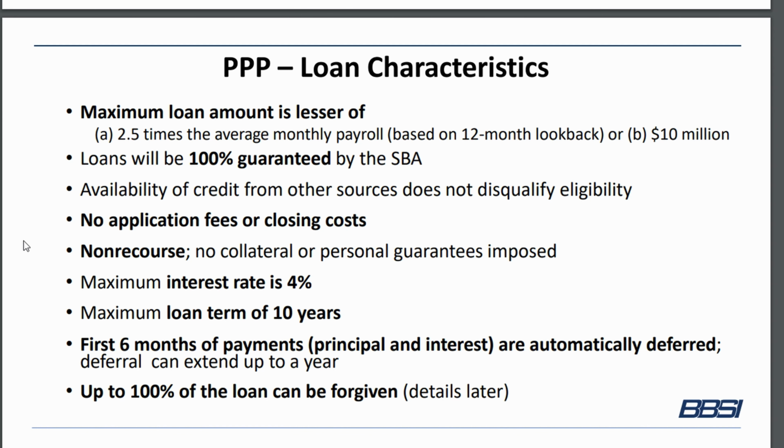Availability of credit sources does not disqualify eligibility. No application fees or closing fees. No recourse or collateral is required on this loan. The maximum loan term is 10 years with a maximum interest rate of 4%, and this loan is potentially 100% forgivable. With this maximum loan amount, it's 2.5 times the average total monthly payments of payroll costs.